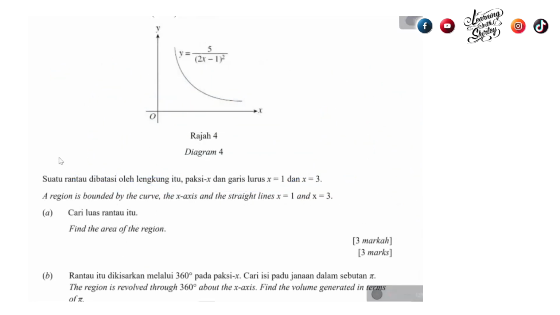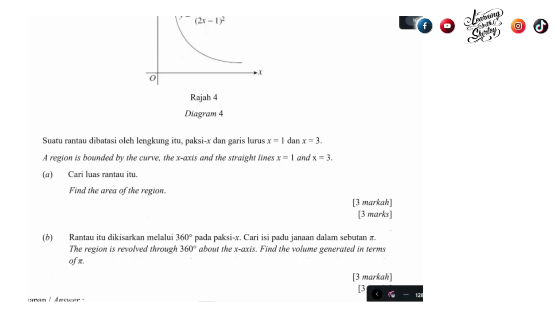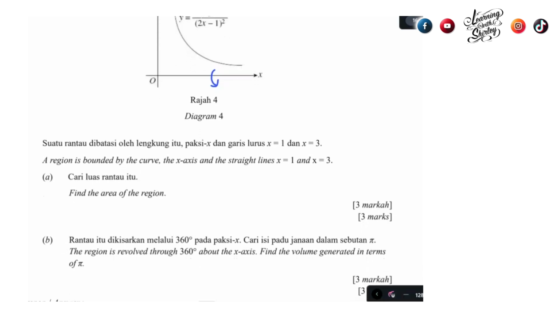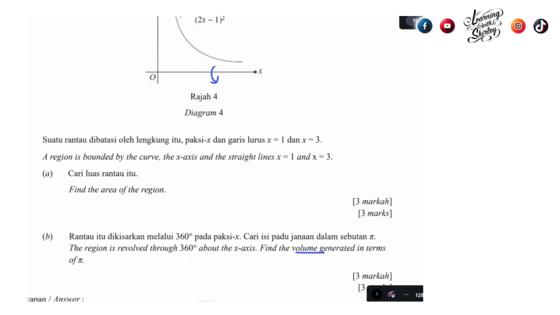Okay, let's look at question B. The region is revolved through 360 degrees about the x-axis. So about the x-axis, it is rotated. When you find the volume, you have to use another formula. Find the volume generated in terms of pi, which means that we have to leave our answer in terms of pi. So we don't use 22 over 7 or 3.142. And this is 3 marks.